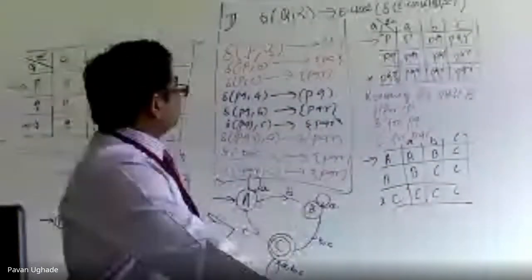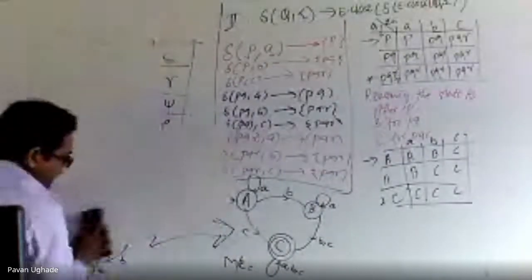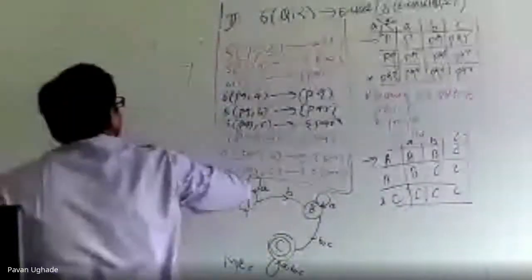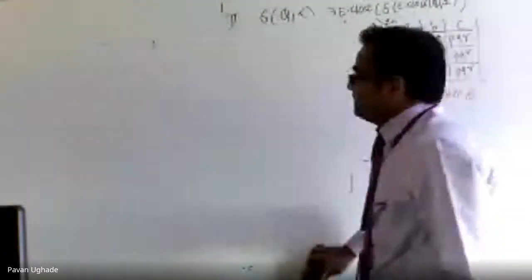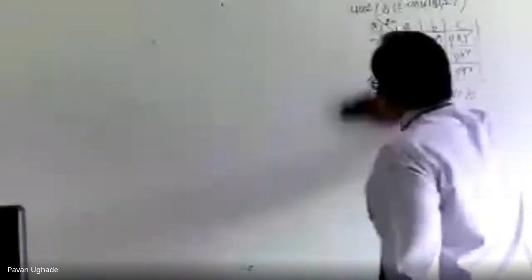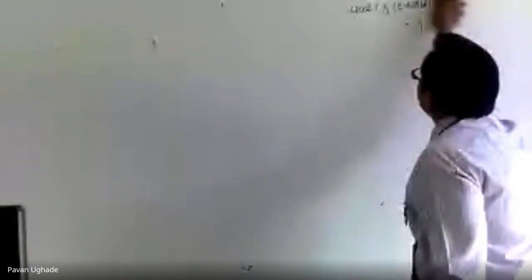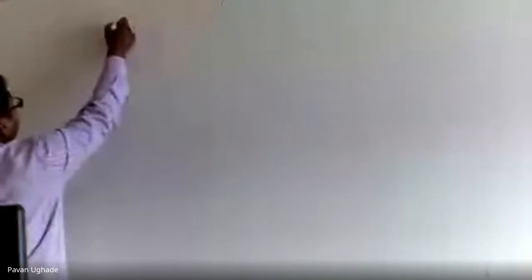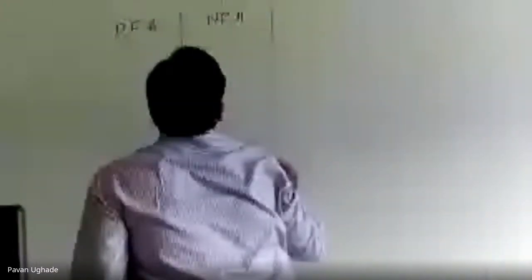Okay, so let me use the board for this. This kind of theory question you can expect in the examination for around 4 to 6 marks. Minimum 4 marks will be asked to explain or do the differentiation between these 3 automata: DFA, NFA, and epsilon NFA.